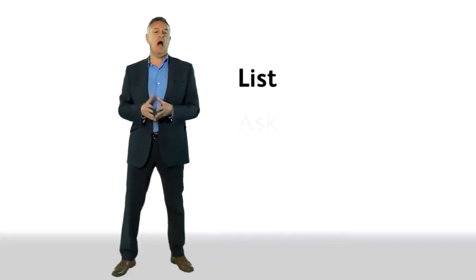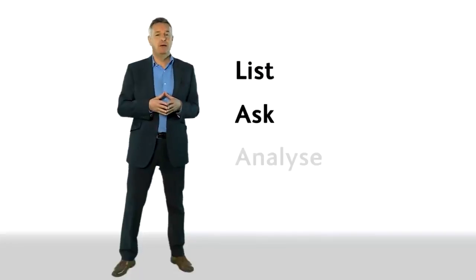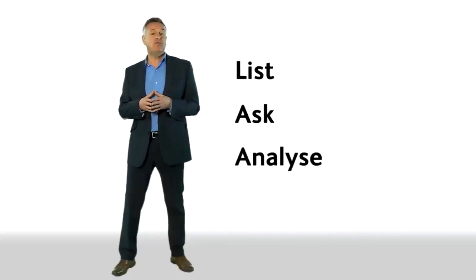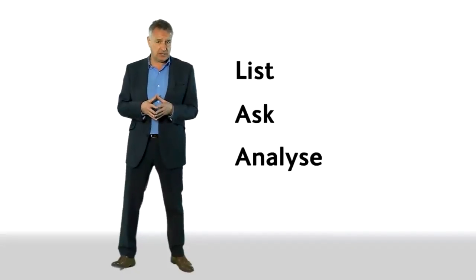Follow these three steps. List, ask, analyze. First, list all your main sources of lead generation. What methods do you use to generate inquiries? Next, ask yourself what methods you used when you started the business and have now perhaps stopped using. Finally, analyze how many leads you get from each source or method and check out the conversion rates.